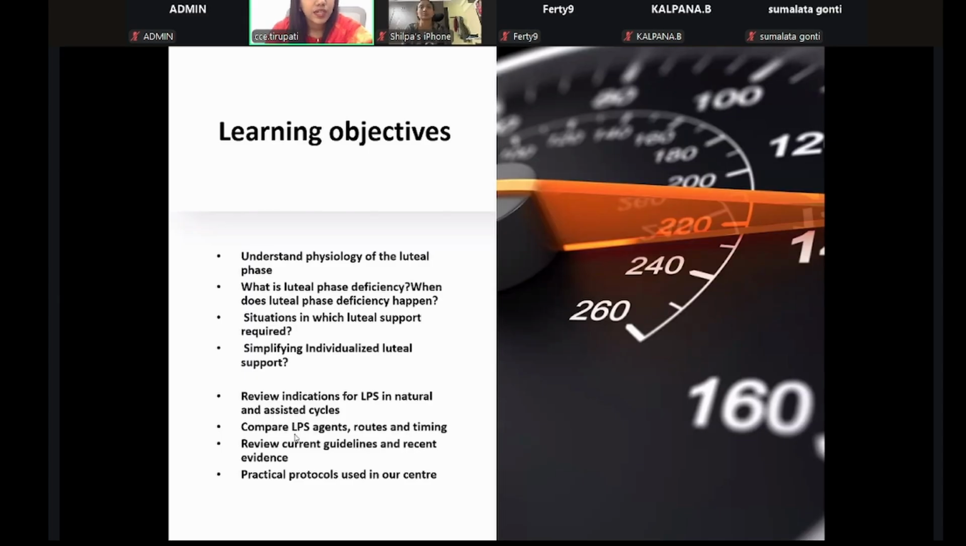And also to compare different agents which we use for luteal phase support, the routes, and the timing of administration of LPS, also to review the current guidelines as well as recent evidence, and also the practical protocols which we use in our center. So I'll be discussing all of this about luteal phase support.